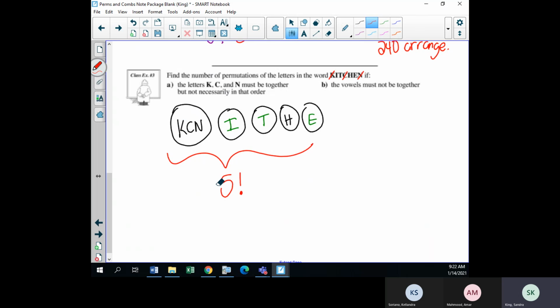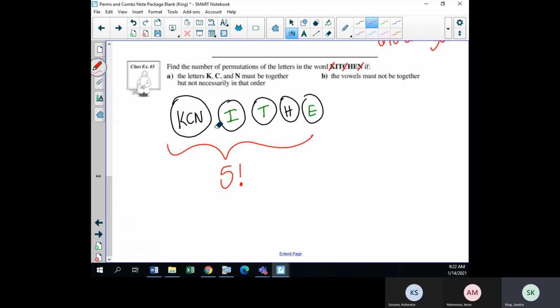So what would I multiply this by? How many letters are there on this disc? There's 3. So it's 5 factorial times, I have to take care of that disc because they said not necessarily in that order, so I multiply by 3 factorial. If you type 3 factorial times 5 factorial on your calculator, you're going to get 720 different arrangements of the word kitchen if the letters K, C, and N are together.